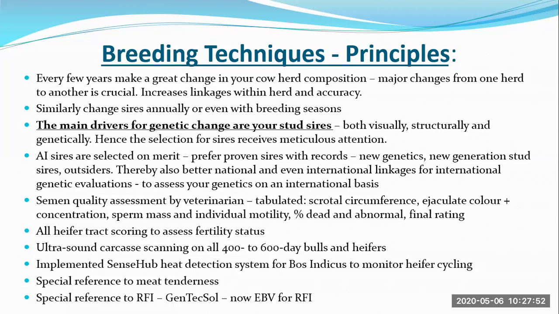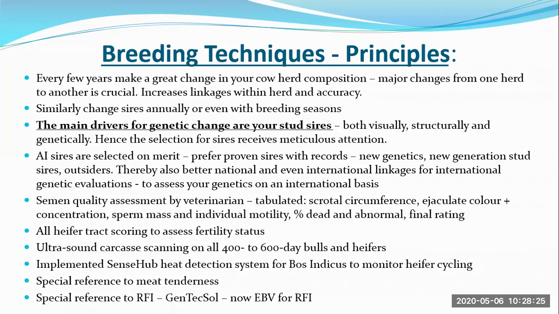We are in the process to do that on a more regular basis and have an international genetic evaluation, but then you must be well linked. The next bullet is semen quality. Not only scrotal size, the semen quality is much more important. There are standards for that. We do heifer tract scoring for fertility of each heifer. We've done that last week again.